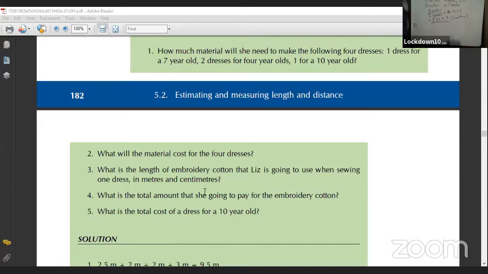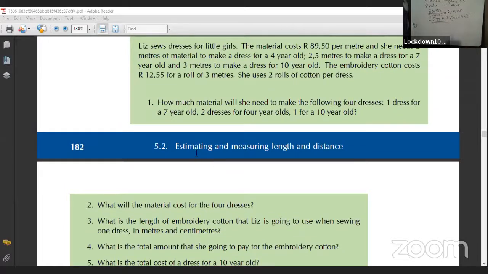Okay. So for the length of cotton, we have to go back to the question again. She says she uses 2 rows of cotton per dress. And we are told that each row is 3 meters. So we are told that one row is equal to 3 meters, and she uses 2 rows. And from these 2 rows, obviously, we have to get 6 meters.